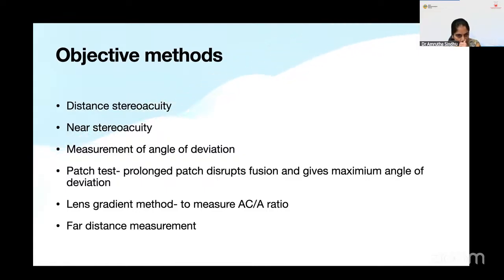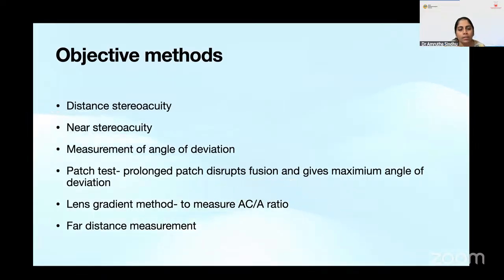Then I told you we have to do a patch test. Patch test is very important in case of intermittent exotropia. The idea of doing a patch test is to disrupt the fusion completely. Only when you disrupt the fusion completely do you get the maximum amount of deviation.